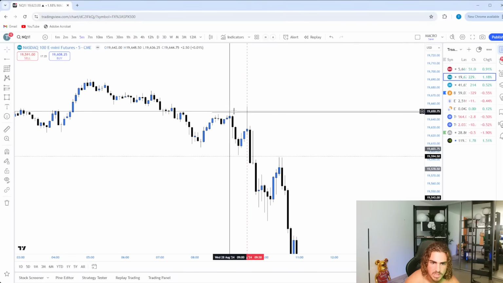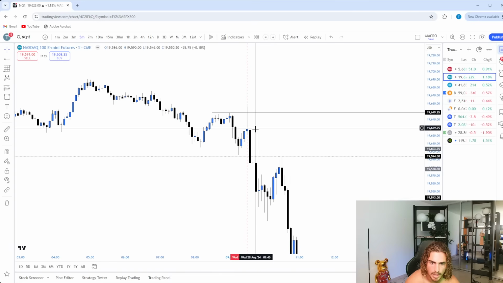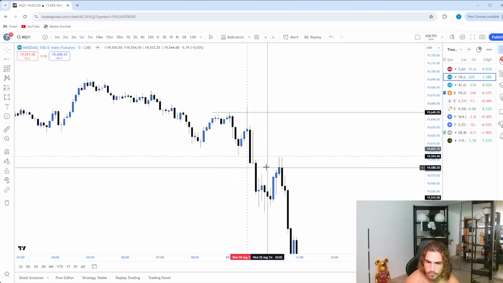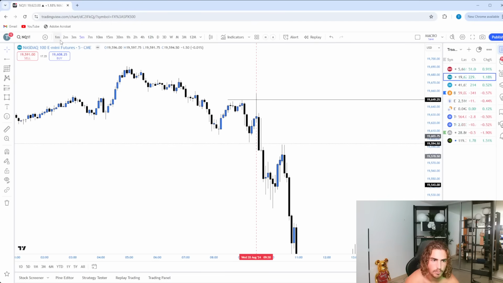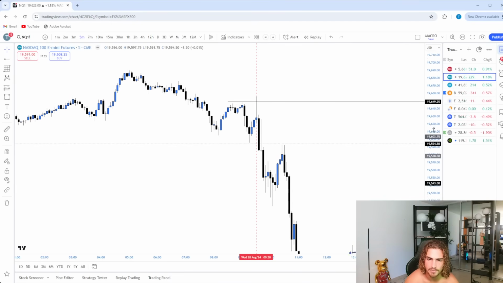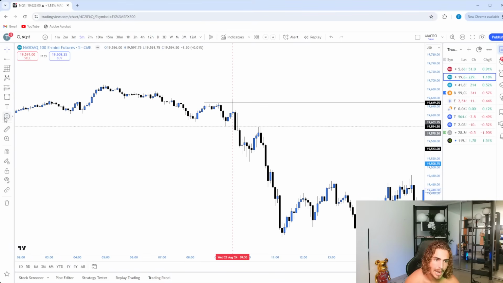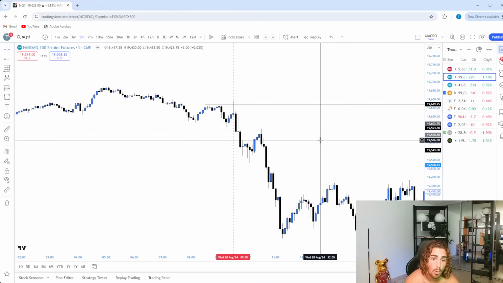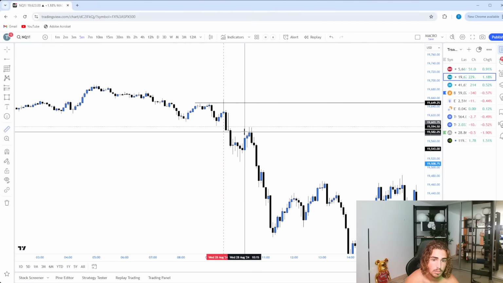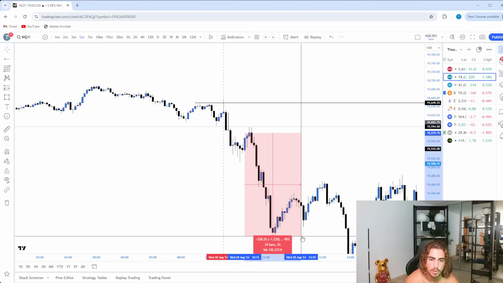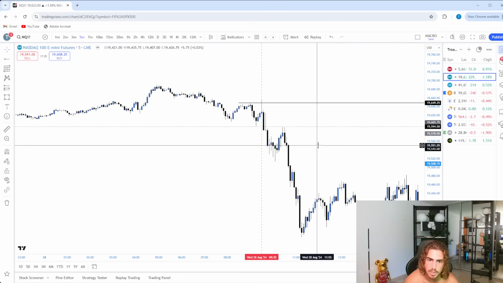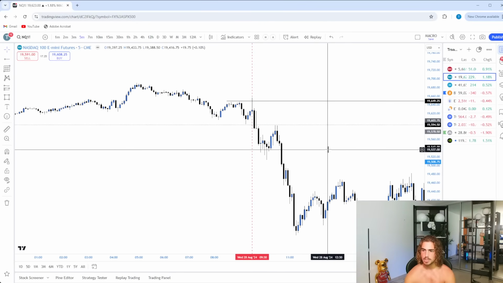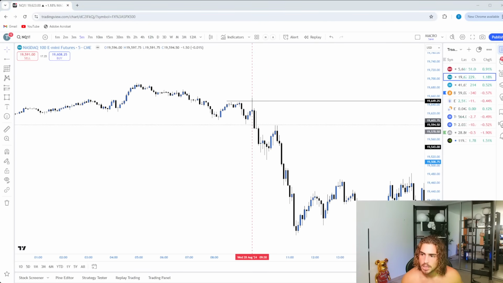Market opens. We sweep liquidity. Okay? This is a good move, right? This is a decent move. If you caught this, you probably would have been satisfied. But what would you rather catch? This move for 115 points, or this move for 238, which is literally 2 times the size. Seek and destroy.